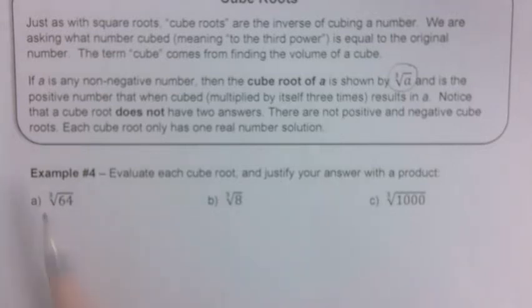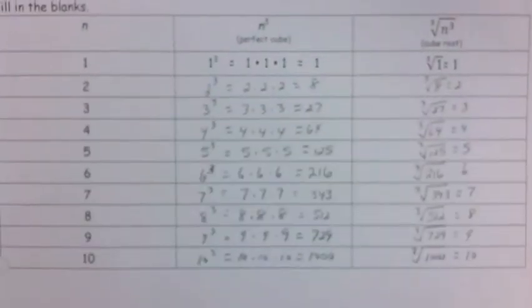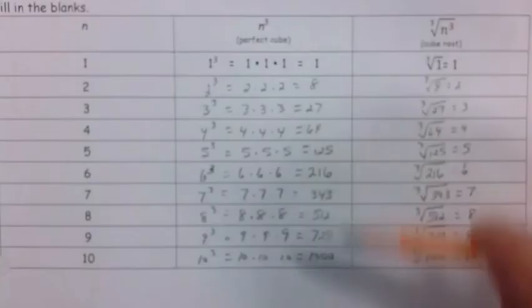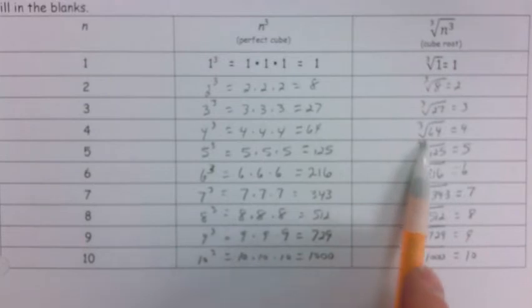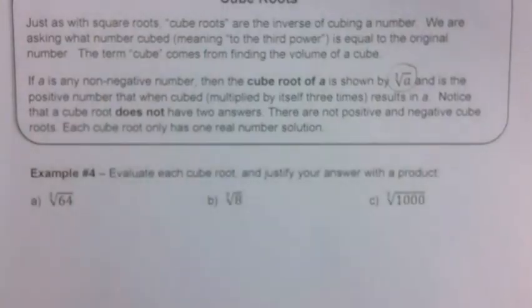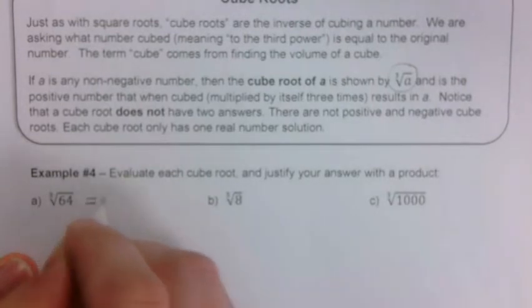In example 4, they want us to evaluate each cube root and justify the answer with a product. So in question A, what's the cube root of 64? Well, just like with square roots, we had a chart that we were able to find our cube roots on. If I look at my chart here, I'm looking for 64 in this column right here, and I see 64 right here. The cube root of 64 is equal to 4.